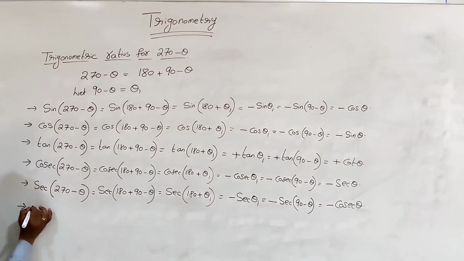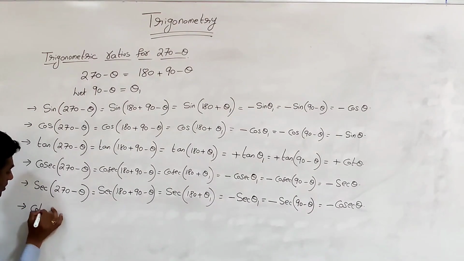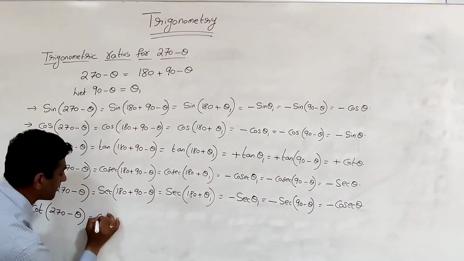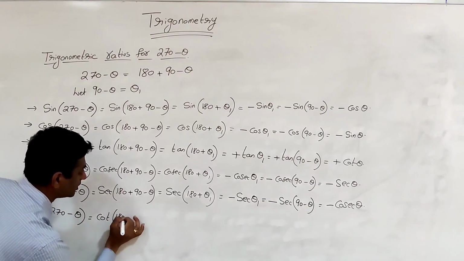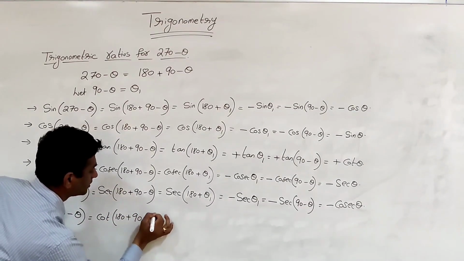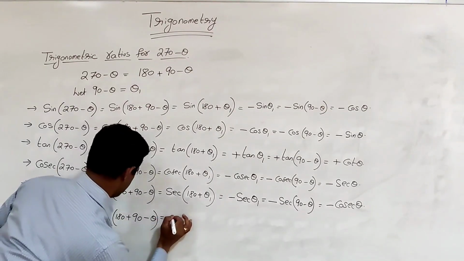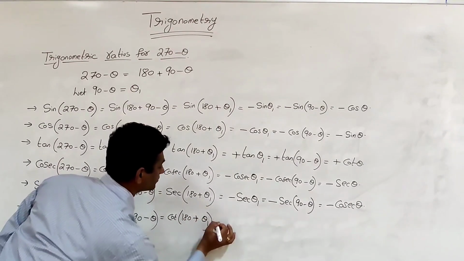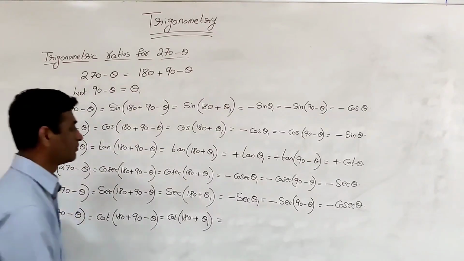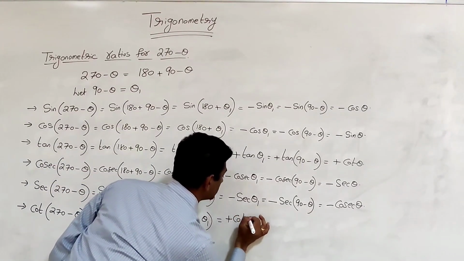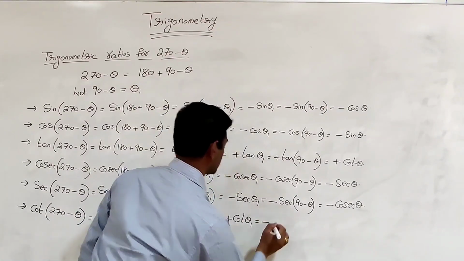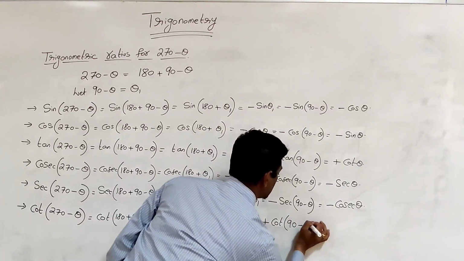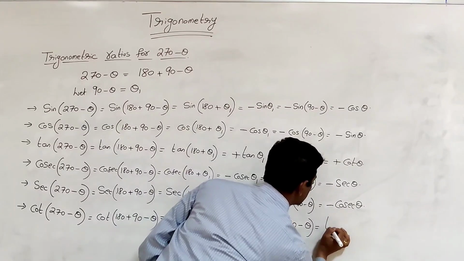Next, last, that is cot. Cot of 270 minus theta is cot of 180 plus 90 minus theta, that is cot of 180 plus theta 1. Cot of 180 plus theta 1 is positive cot theta 1, and replacing with the original angle, 90 minus theta. So cot of 90 minus theta is tan theta.